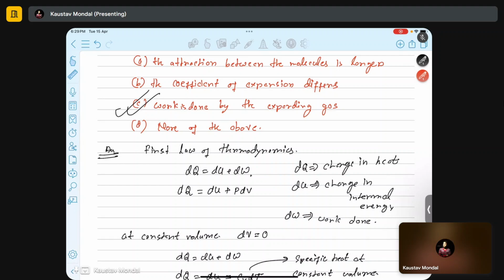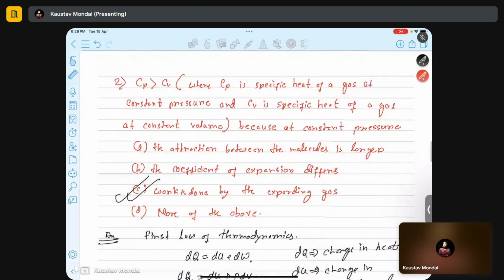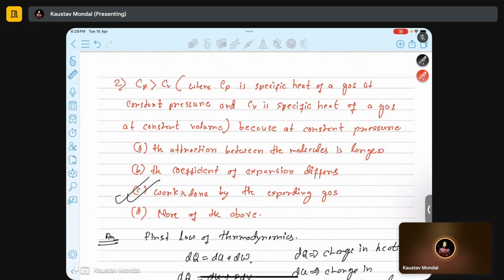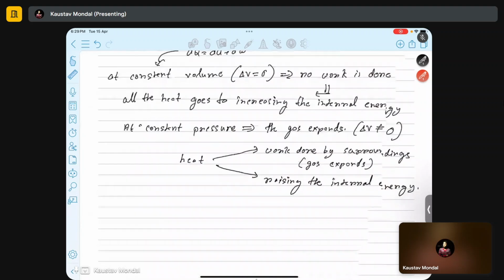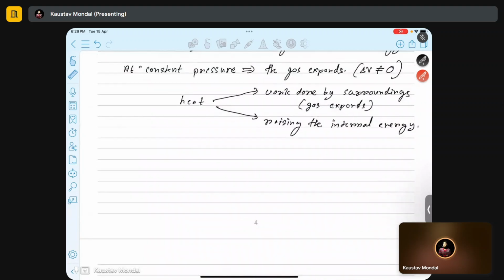But here, as the pressure is constant, in that case the work done is simply transferred into expanding the gas. So the correct answer will be option C. So this is it. Question 2 is done. Now we'll move to question 3.